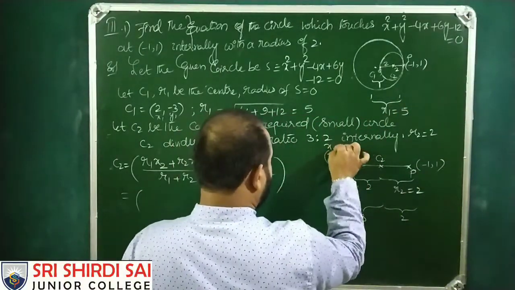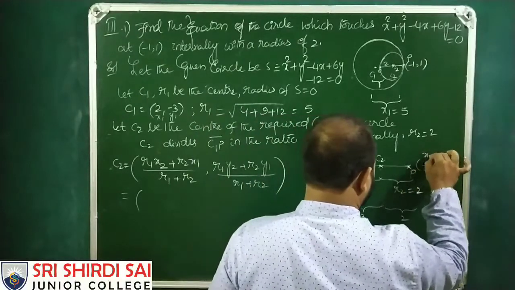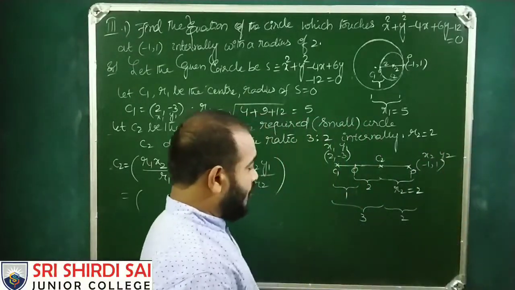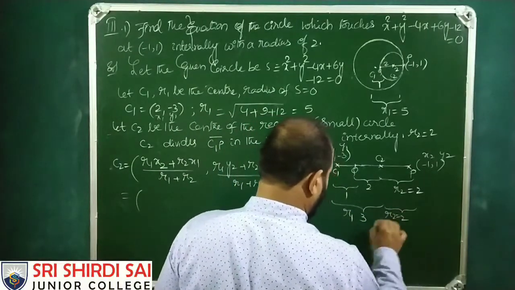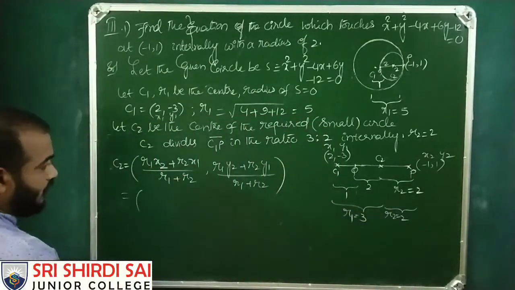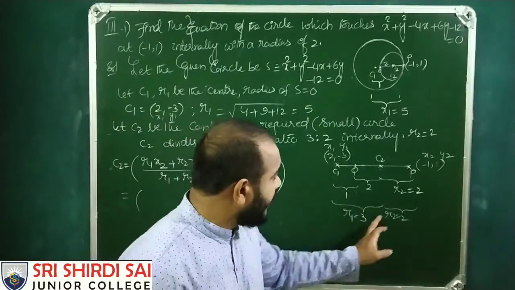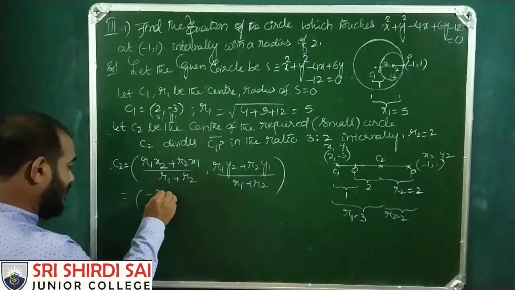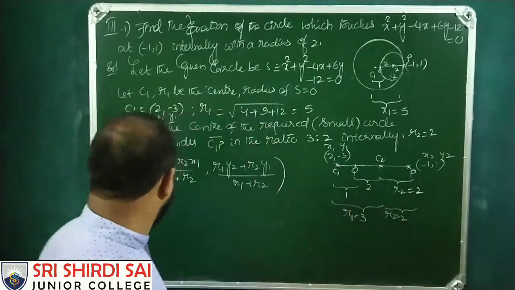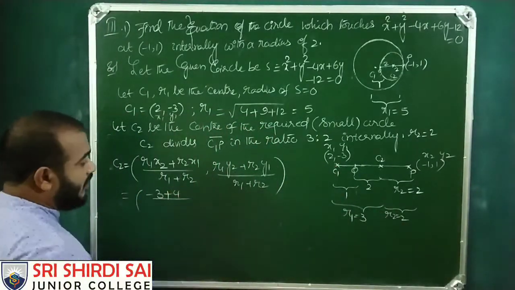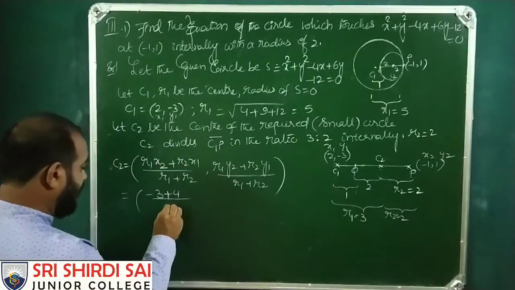So this is X1, Y1. This is X2, Y2. So R1 equals 3, R2 equals 2. Now substitute: R1 X2, 3 into minus 1, minus 3, plus R2 X1, 2 into 2, 4, over R1 plus R2, 3 plus 2, 5.